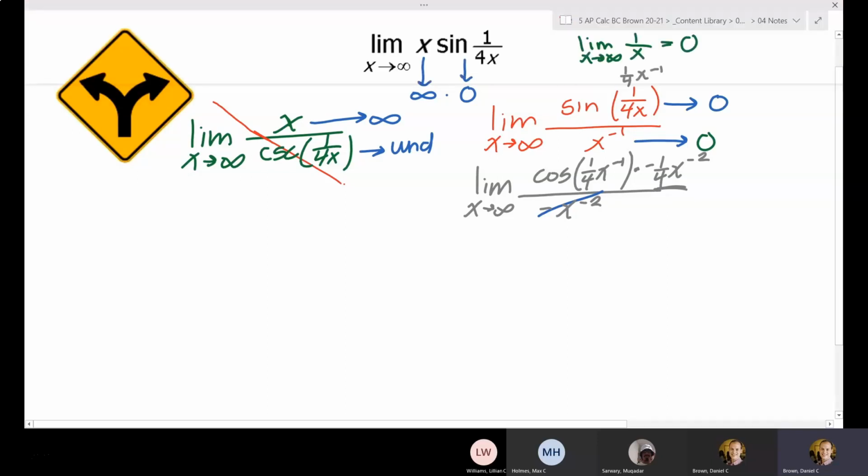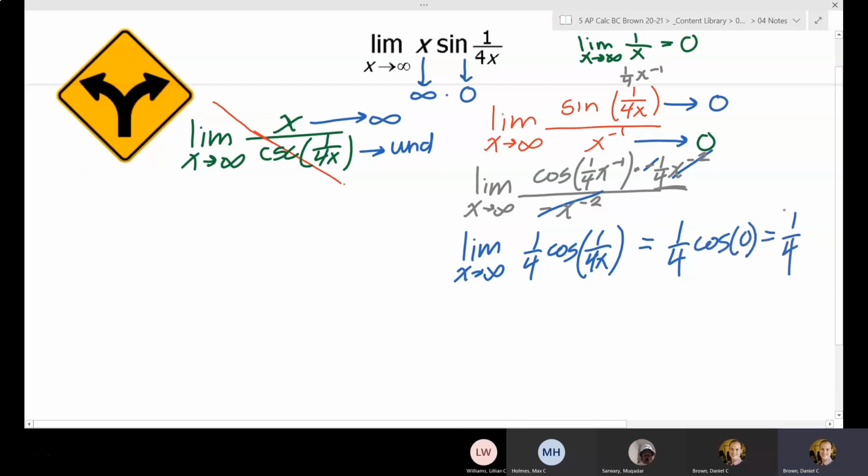So then canceling this one, the x to -2 cancels out, that negative divides out. So do substitution. I'm going to rewrite it just to clean it up a little bit. So I have a 1/4 times the cosine of 1/4x. X is going towards infinity, so 1/4 is a coefficient. This becomes the cosine of 0, and the cosine of 0 is 1. So this limit would be equal to 1/4.